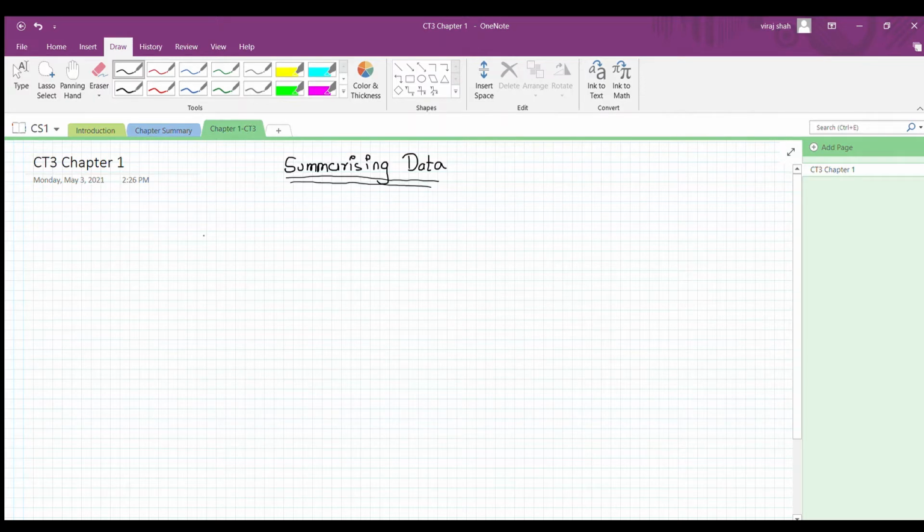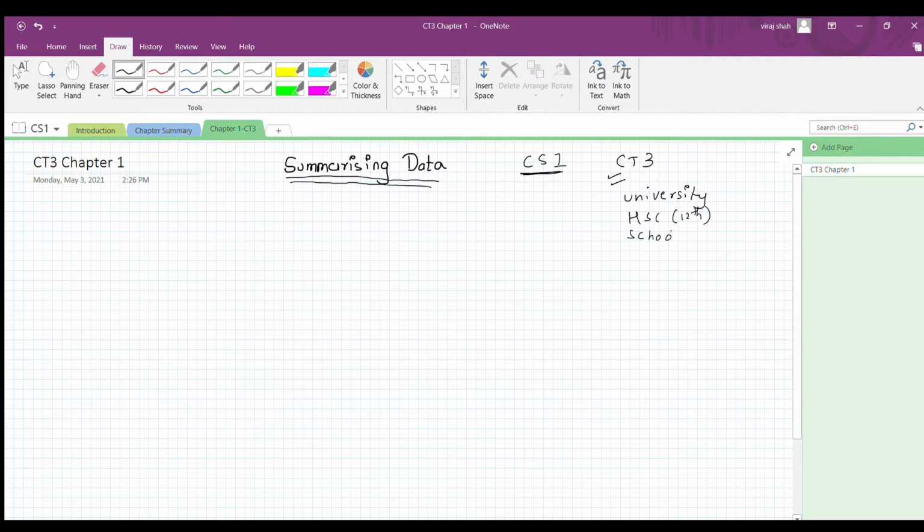Hello friends, we are going to start with the first chapter, that is summarizing data. This part won't be in the portion of CS1, but this part was included in CT3. With the introduction of the new portion, we have to study CS1, not CT3, but however we will require some concepts of CT3, which are also studied in your university, HSC, that is nothing but the 12th standard, or in your school.